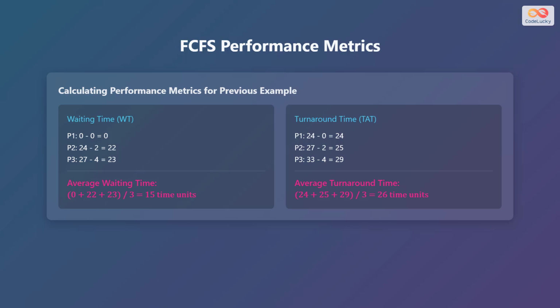Next, let's calculate the turnaround time, indicated as TAT, for each process. For process 1, it is 24 minus 0, which equals 24. For process 2, it is 27 minus 2, which equals 25. For process 3, it is 33 minus 4, which equals 29. So the average turnaround time is (24 + 25 + 29) divided by 3, which equals 26 time units.